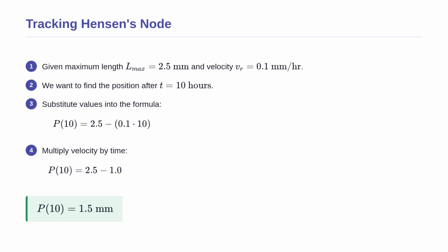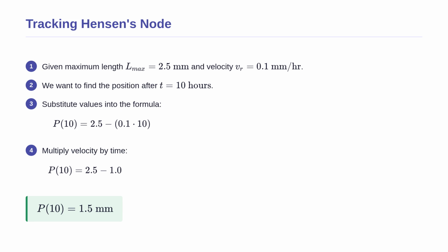Let us apply this formula to a developing chick embryo. We are given that the primitive streak reaches a maximum length of 2.5 millimeters. Once regression begins, the node moves backward at a constant velocity of 0.1 millimeters per hour. We are asked to find the exact position of Henson's node after 10 hours of regression.